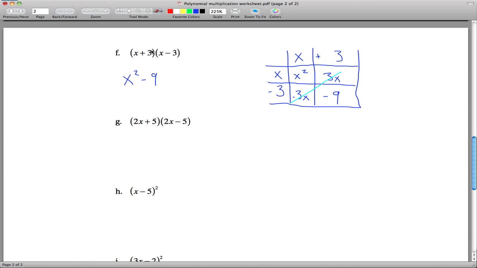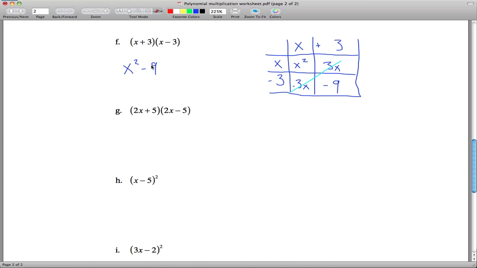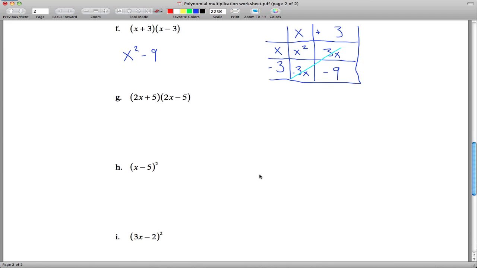So if you look back up at the problem, this x times this x gives us the x squared, this 3 times this negative 3 gives us the negative 9, and everything else cancels out. This right here is called a difference of squares, and these are called conjugate pairs. When you have something plus something and then something minus something, there's a little shortcut to get the answer. But again, you don't have to know that shortcut. I'm just showing you. You'll see it in the next section.